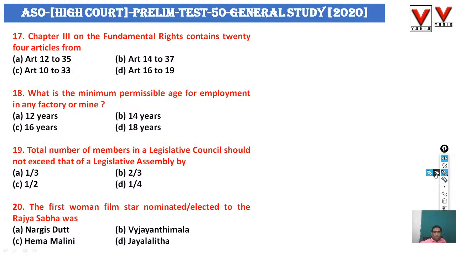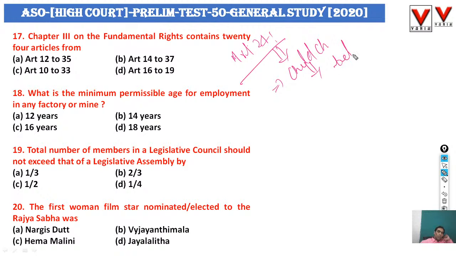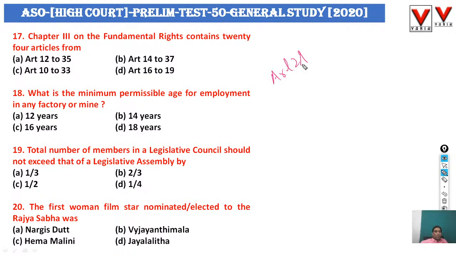Which is talking about what is the minimum permissible age for the employment in any factory. That means this is also a fundamental right under article 24, and this is a punishable offense. Child labor: it talks about that below the age of 15 years, children cannot work in the factories. This is mentioned under Article 24. So this is also a fundamental right.